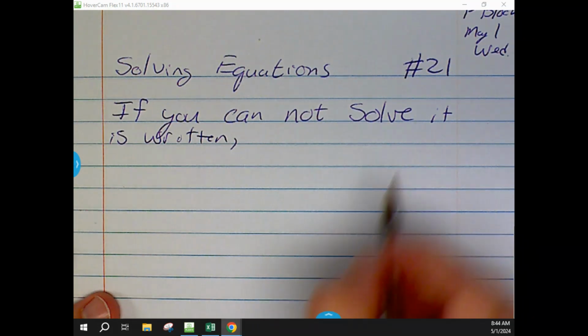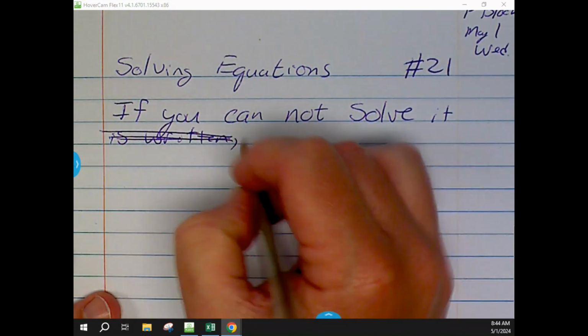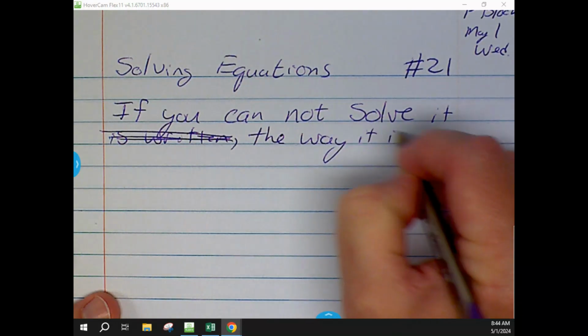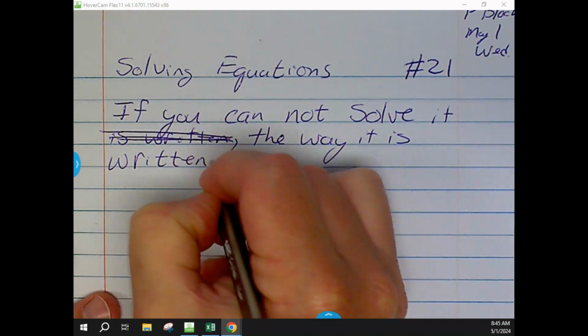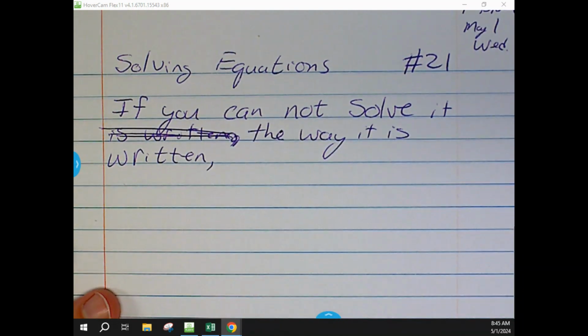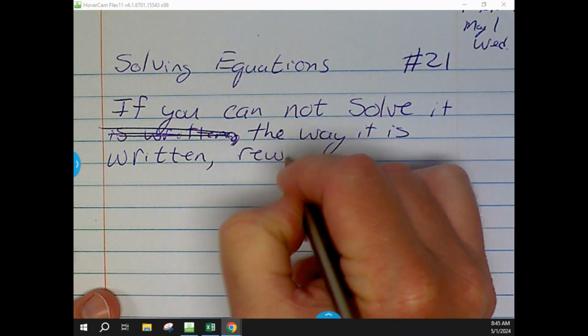Try it again. If you cannot solve it the way it is written, there we go. Yeah, I had to work on my English there a little bit. If you cannot solve it the way it is written, there we go. That makes more sense. Then we rewrite it.